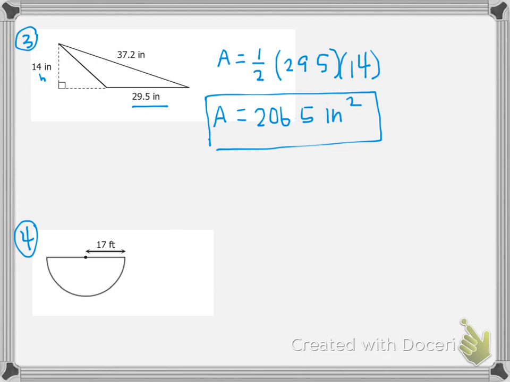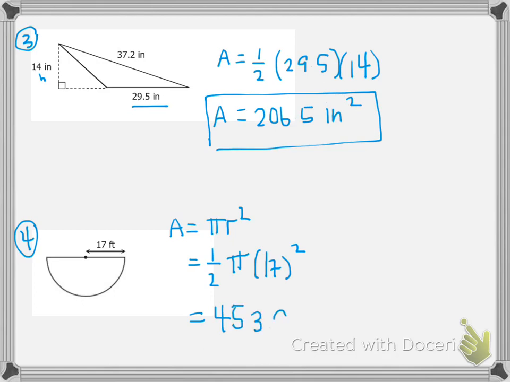Alright, this is a half of a circle. The area of a circle is pi r squared, but it's not a complete circle, so we would take a half of that times our radius squared. So 17 squared times pi, and then take half of it. That's 453.96, and it's in feet squared.